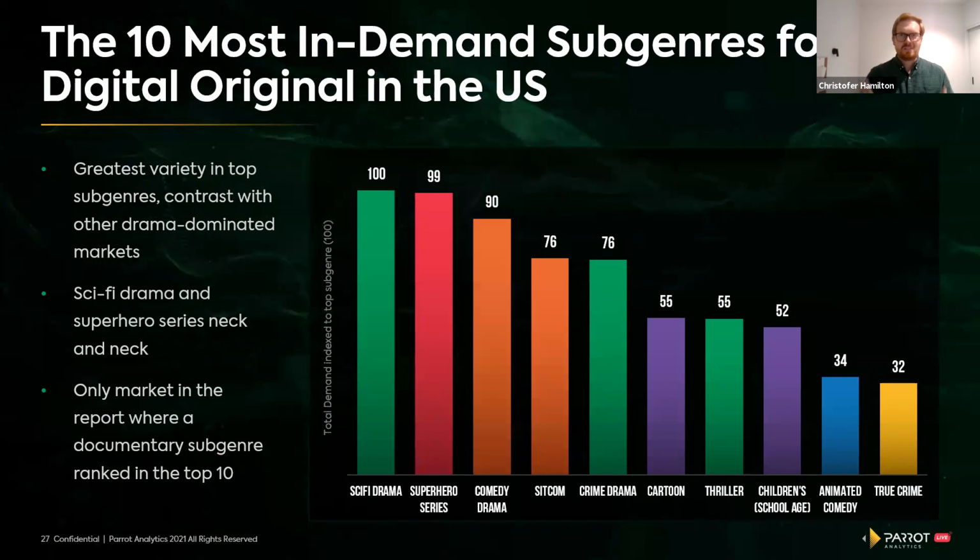So I love this chart in the US because it really looks like a rainbow, and that's because there's so much variety for the subgenres that are catching audiences' attention in the US. We see at the top, sci-fi drama was the most in-demand subgenre for the quarter. Think back to Stranger Things, that was the most in-demand original in the US this quarter. But superhero series close behind, just 1% less demand than sci-fi drama this quarter. So a tight race between those two.